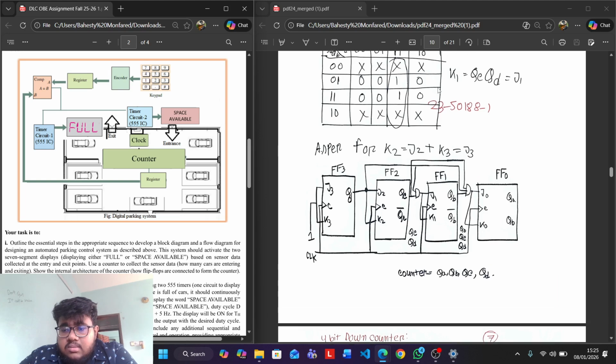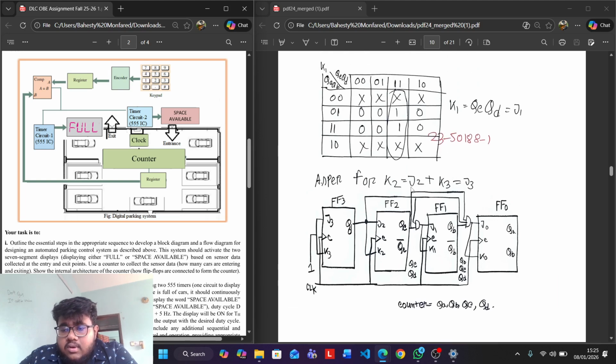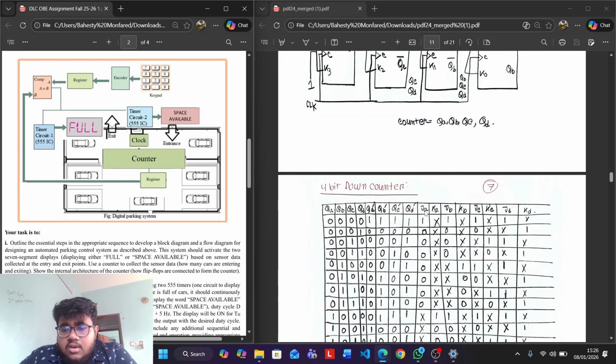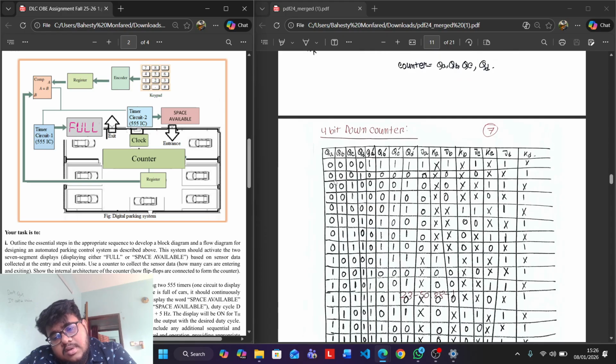So here is the truth table, then we will implement the table. We will consider it as FF3, FF2, FF1, and FF0. So we have connected the JK flip-flop counter to it.